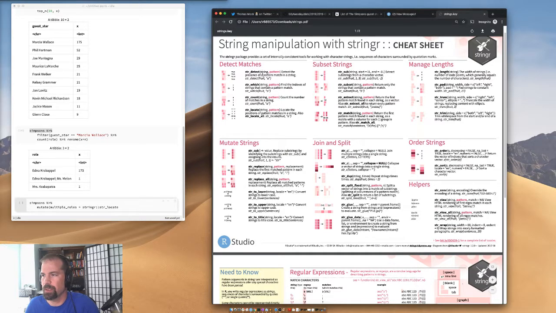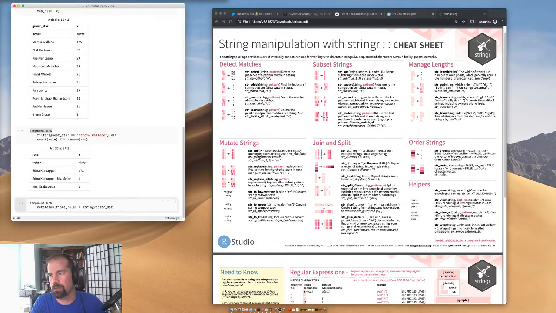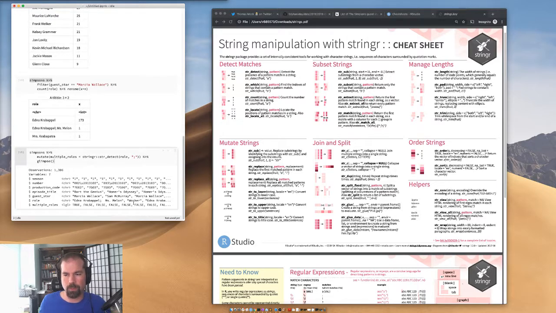Detect matches, detect the presence of a pattern match in a string. So detect is probably what we want to use then. Detect. And then the pattern is going to be this, and the string is going to be role. And this returns just a logical, which is what we want. Then we'll glimpse again to see what we got. Now we have a true false.